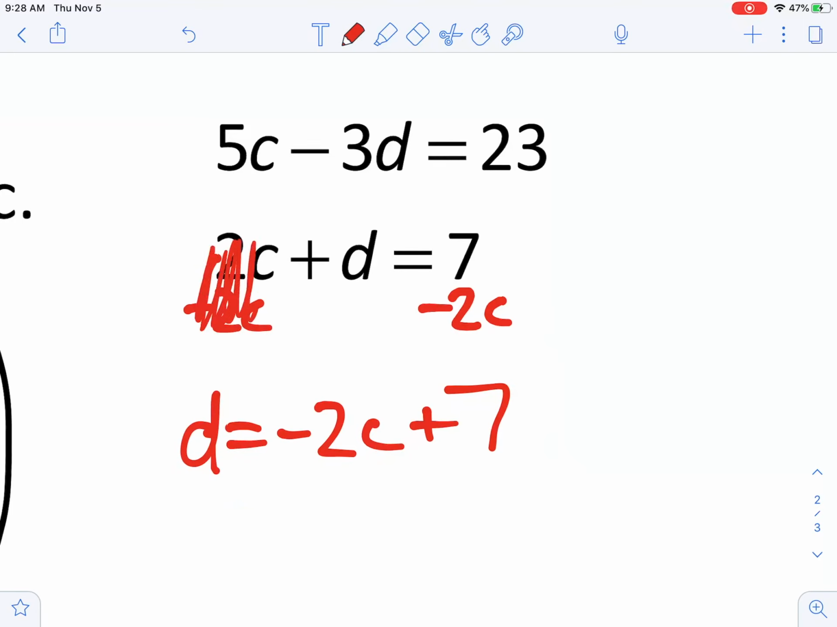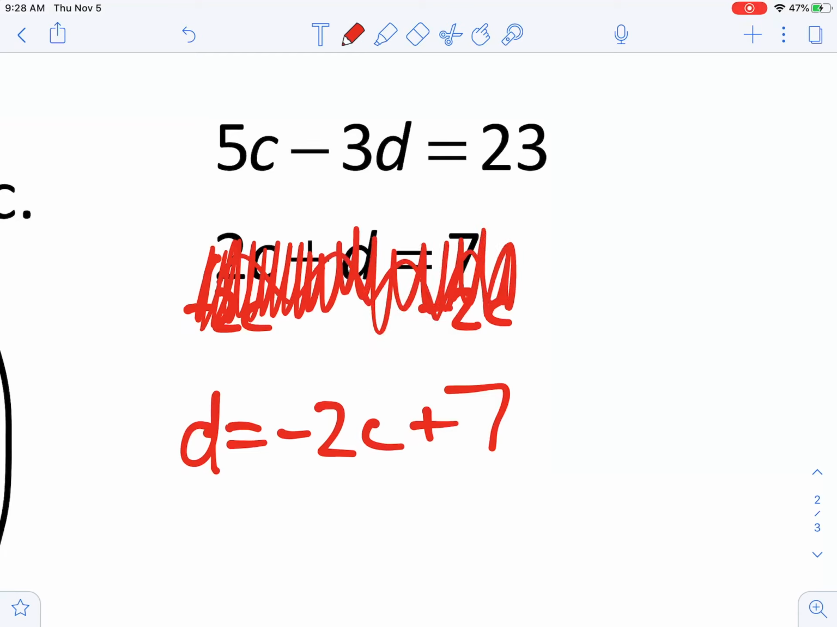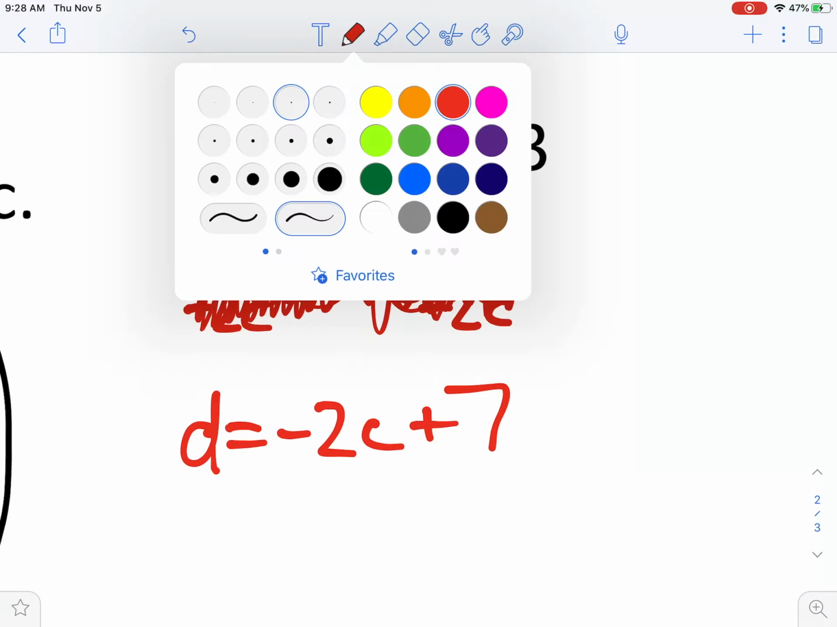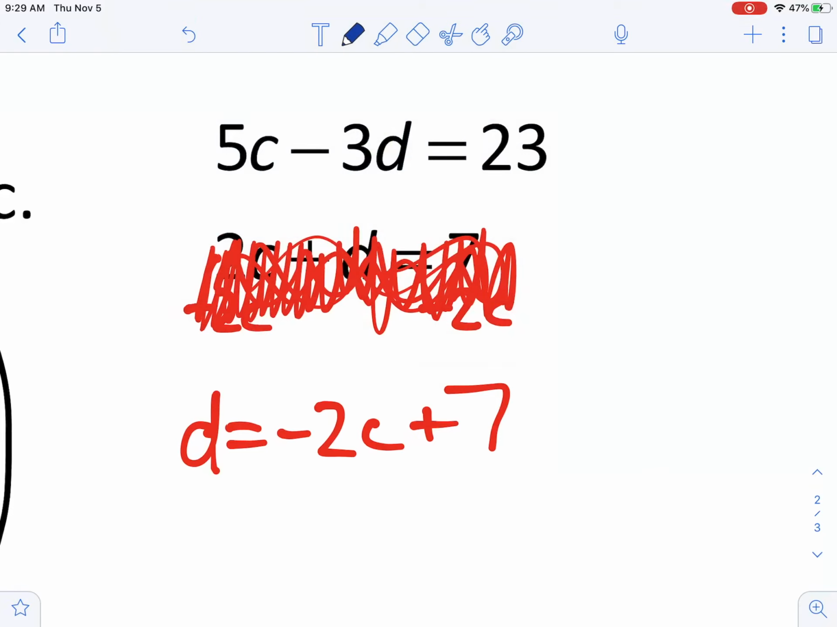So this equation has been manipulated. I'm not even going to look at that equation anymore. I changed that equation to be this. Now I am at the place where I have one of the variables, d, by itself, equals something. In this case, d equals negative 2c plus 7.